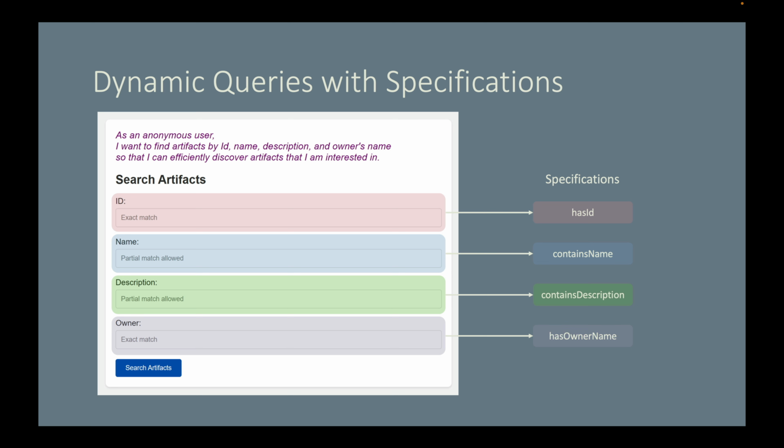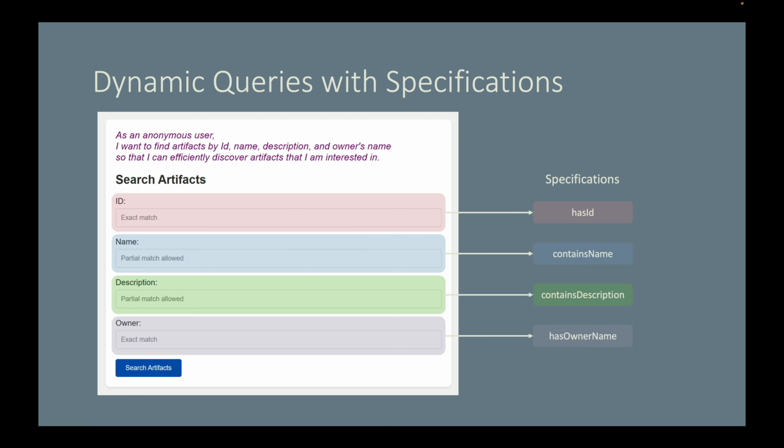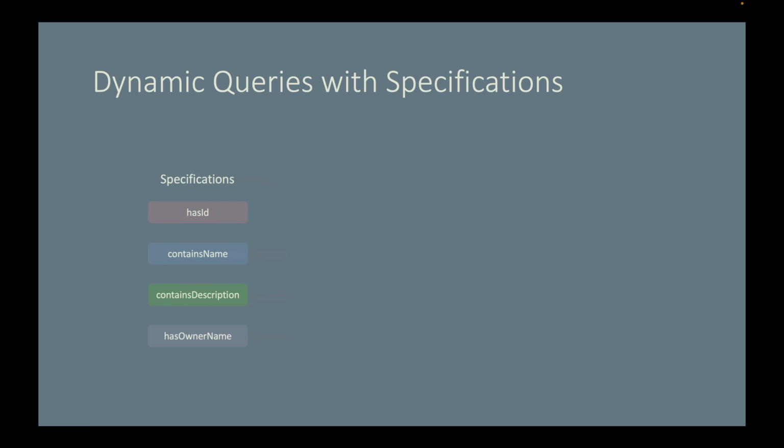Specification is a concept from DDD, or domain-driven design. It allows for the construction of business rules that can be chained or combined using logical operators like and, or, not. In the context of Spring Data JPA, specifications are used to encapsulate the search criteria into reusable specifications. Now we have those building blocks, or atomic specifications. We can start to combine them into complex queries based on the user input.